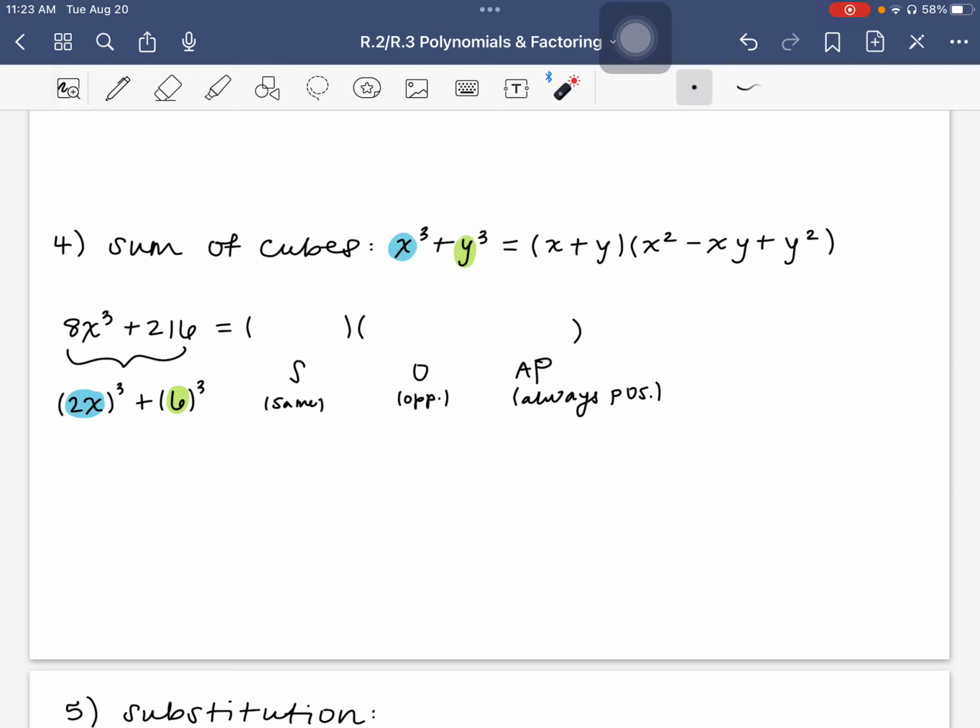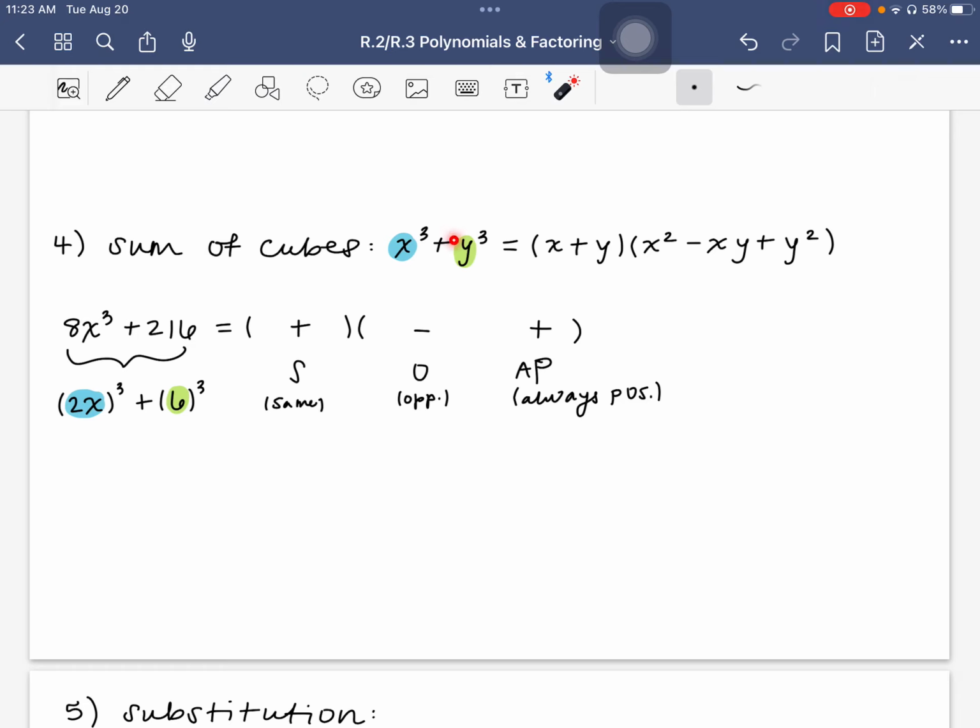So this means this sign's going to be the same as our original. So this is going to be a plus here. This sign here is going to be the opposite. And then this here will always be positive. So this is always the case when we have a sum or a difference of cubes.